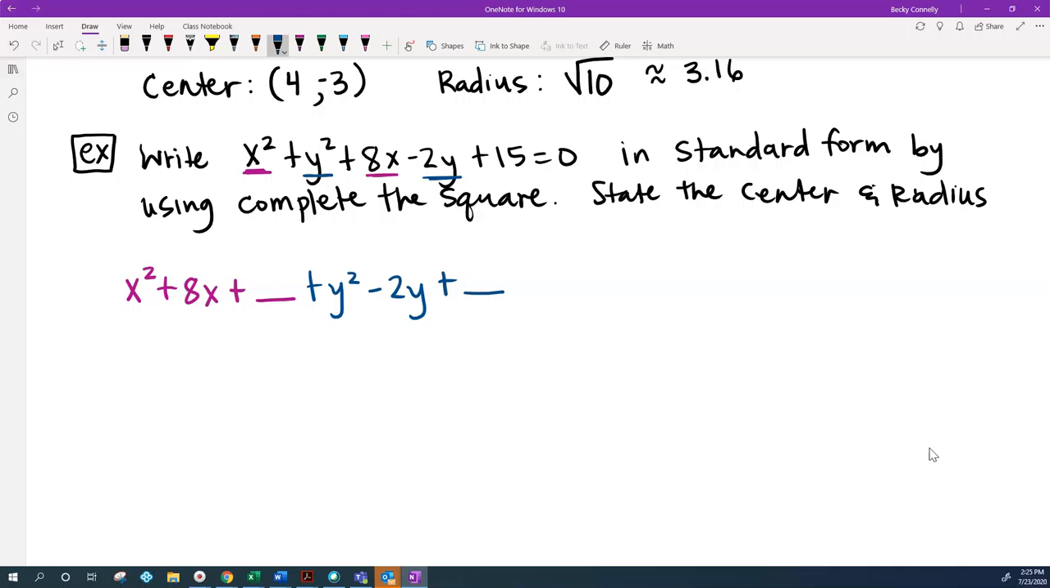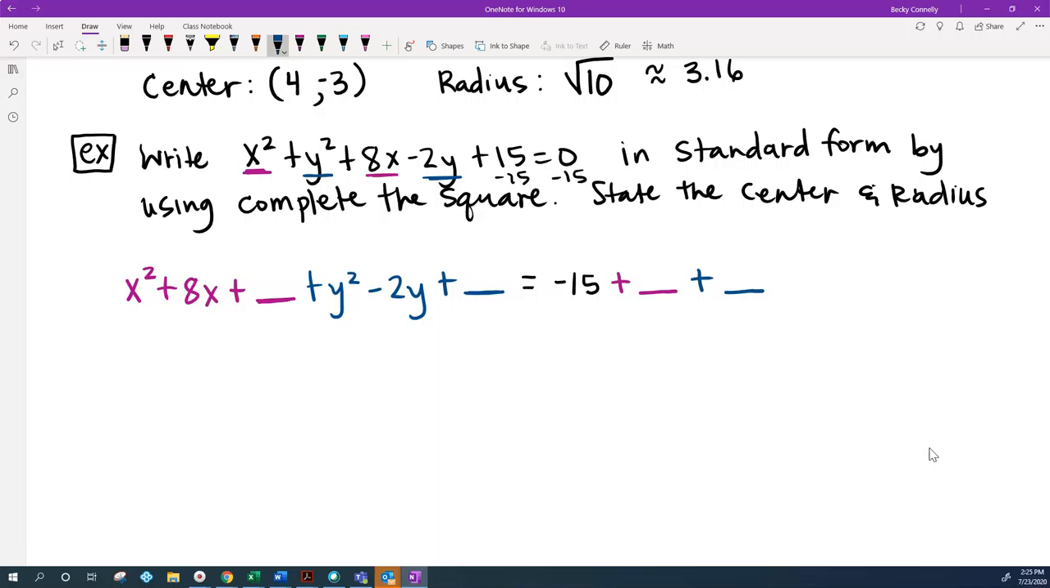Okay. Then I need to move that 15 over to the other side. So I'm basically going to subtract that over. So minus 15 over there. And then if I add this purple blank here to the left side, I need to even it out by adding it to the right side. And if I added that blue blank to the left side, I need to also add it to the right side just to keep things balanced.